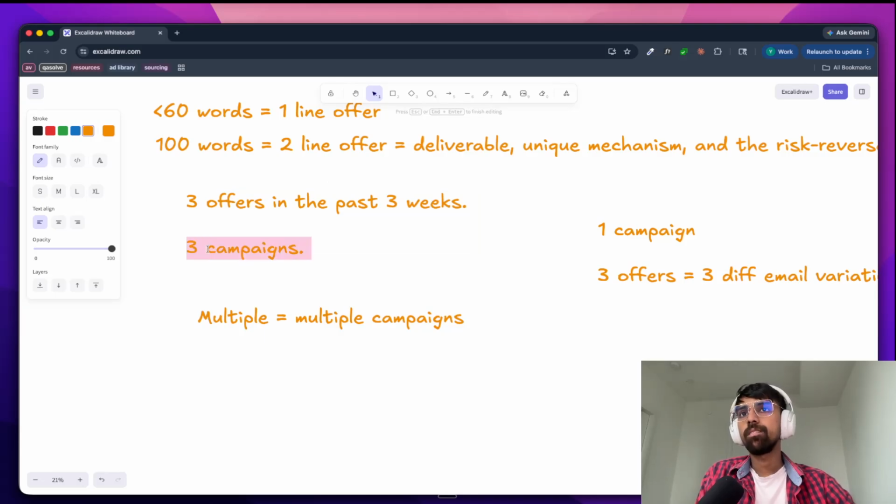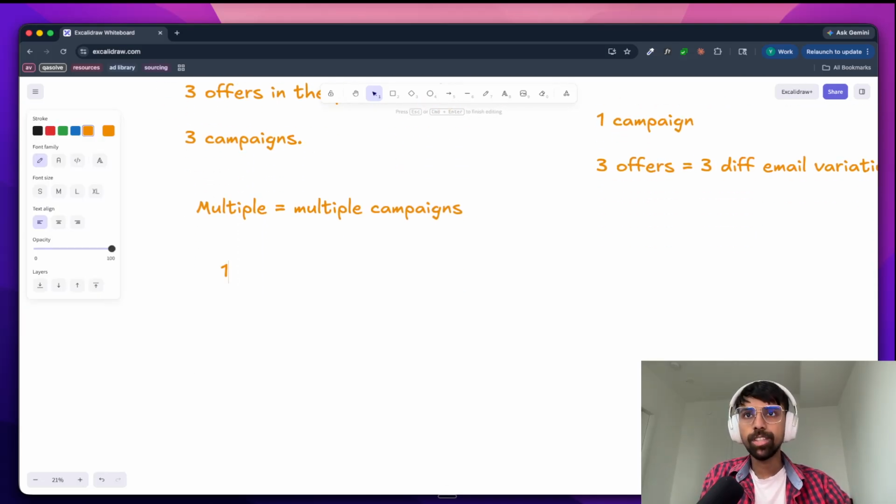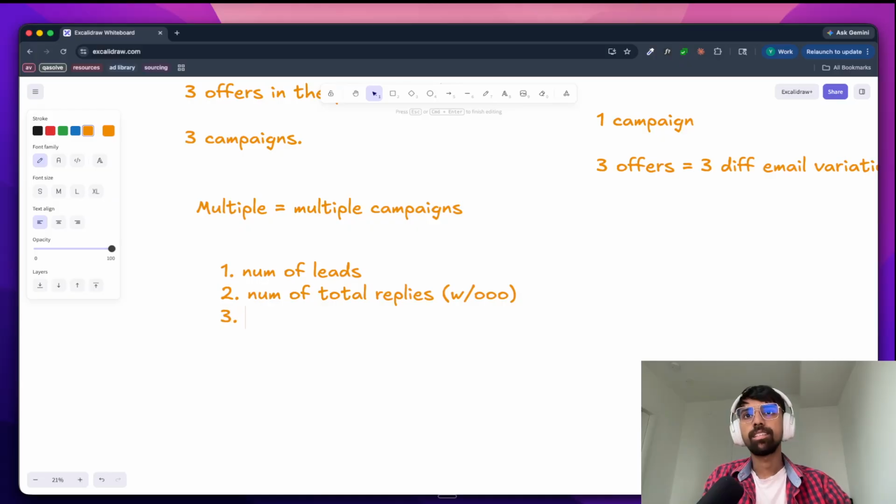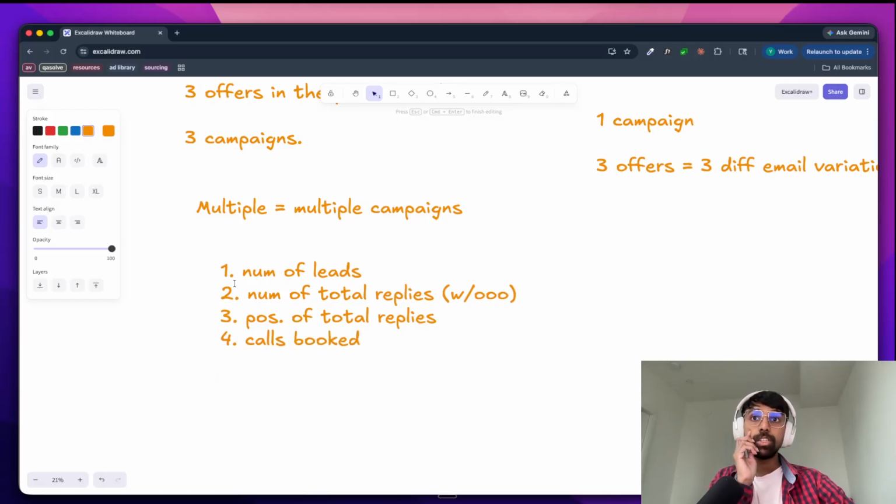Three campaigns means all of them will have their unique number of leads, their unique number of total replies, without counting out of office. The third thing is that all of these will have a unique number of positive replies, and a unique number of calls booked. So you need to measure all four of these, and measure ratios between the number of total replies without out of office and the number of positive replies.